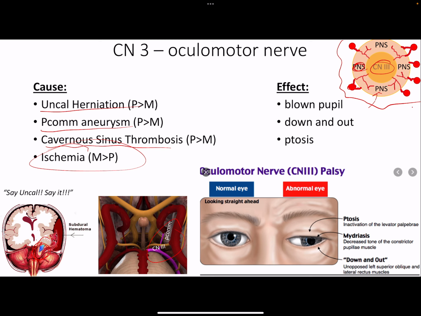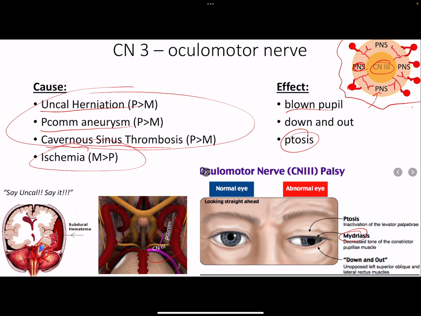If you have mydriasis, so the miosis is small pupil, mydriasis is a large pupil. Large pupil is going to be any of these other things, which is probably more common. So down and out pupil or down and out eye with a large pupil tells me that it's any of these 3. And that's called a blown pupil.